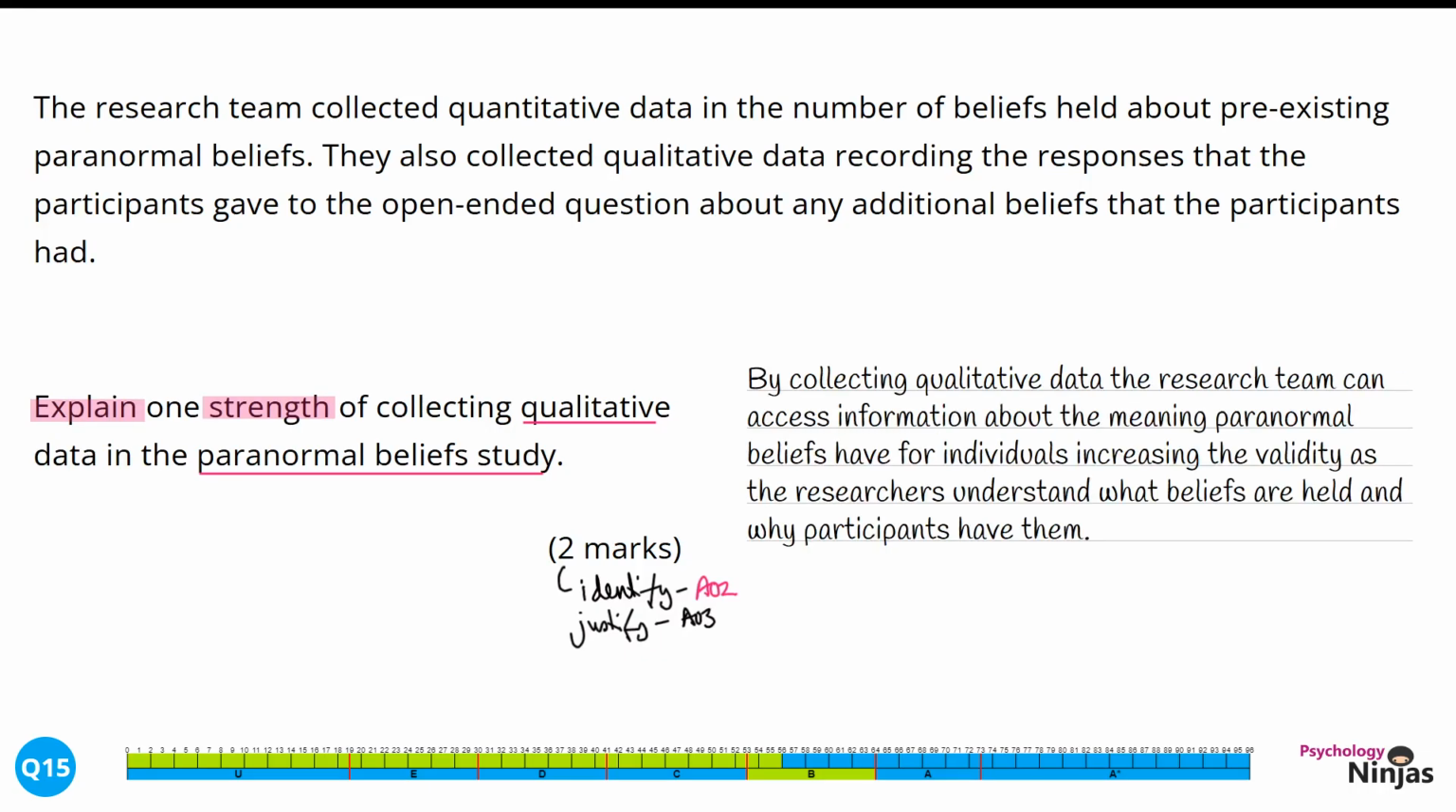By collecting qualitative data, the research team can access information about the meaning paranormal beliefs have for individuals, increasing the validity as the researchers understand what beliefs are held and why participants have them. We've identified our strength in that our qualitative data gets the meaning behind individual paranormal beliefs. We've justified that by saying that this increases the validity of the study and we understand what beliefs are held and why they are held.